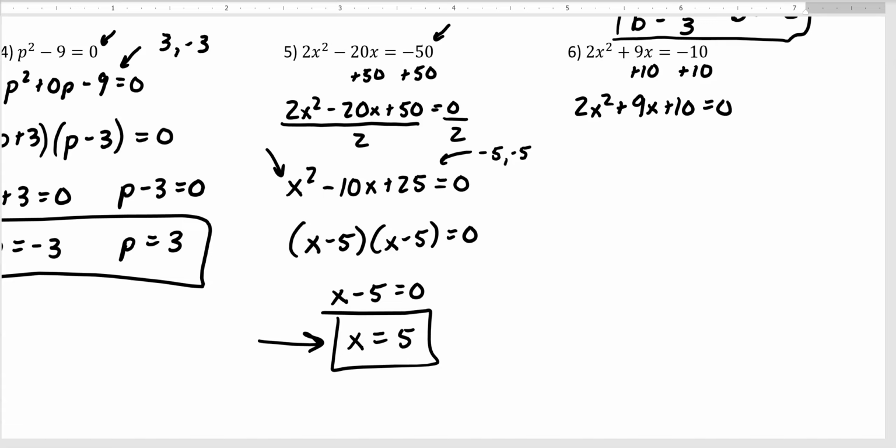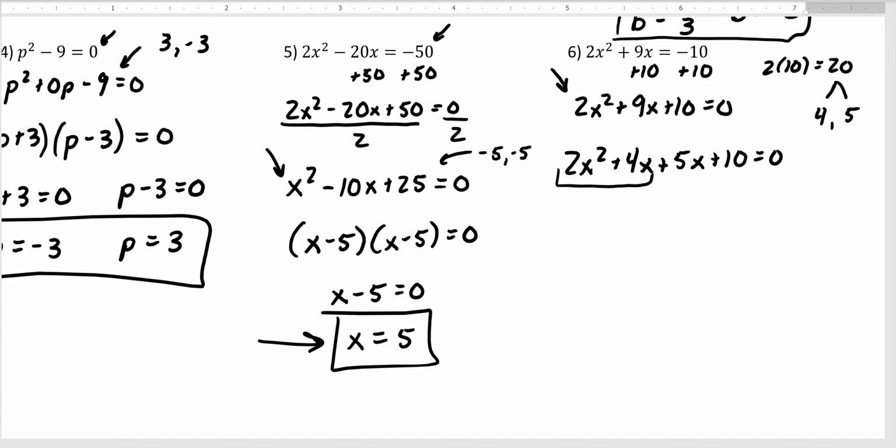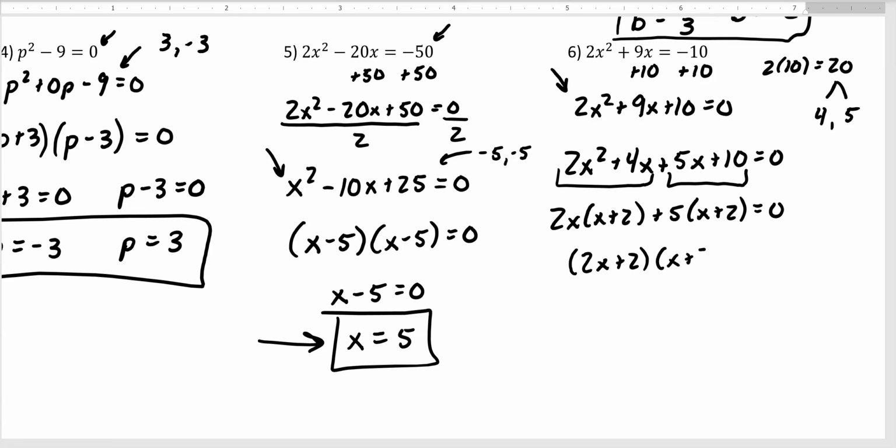All right, AC method now. I definitely have a leading coefficient other than 1, so I'll say 2 times 10 is 20. Factors of 20 that add up to 9 would be 4 and 5. So I'll say 2x squared plus 4x plus 5x plus 10 equals 0. Factor by grouping. I can take out a 2x here, leaving x plus 2. I can take out a 5 here, leaving x plus 2. That tells me that 2x plus 5 times x plus 2 equals 0.